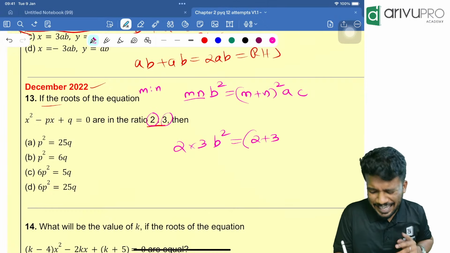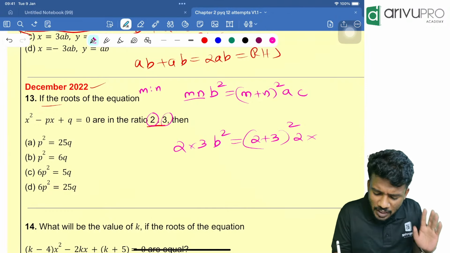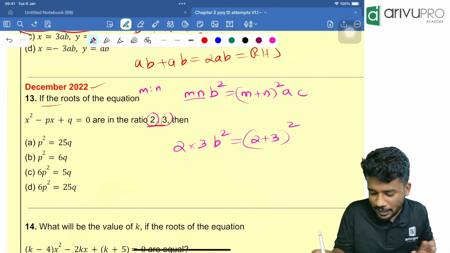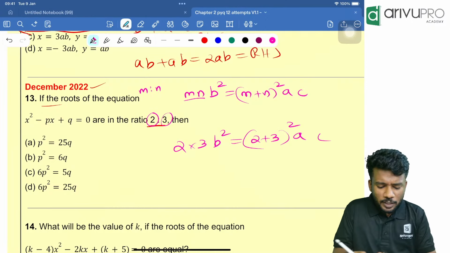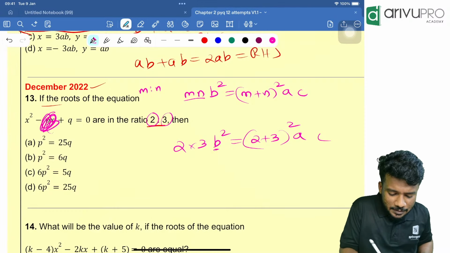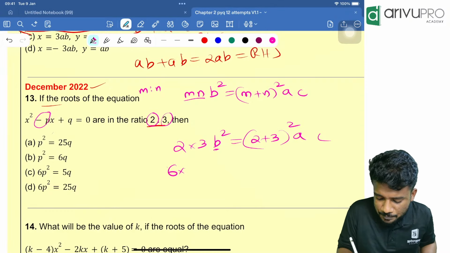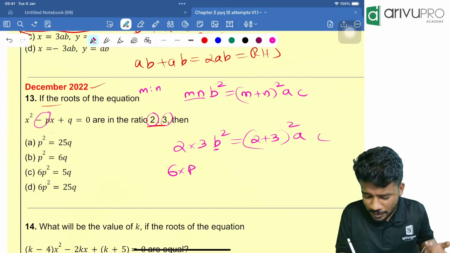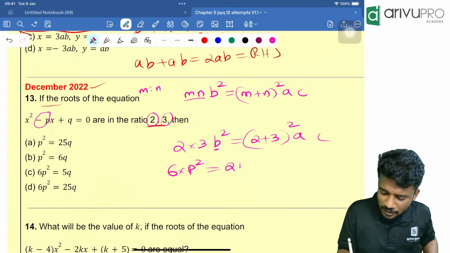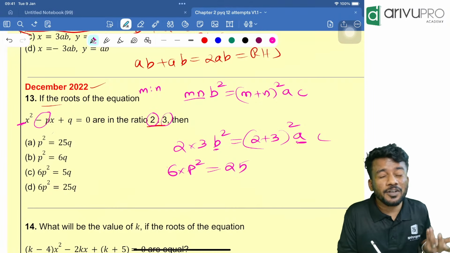I'll write 2 plus 3, into a. A is nothing but 2. Let it be there itself. I'll tell you how to find A, B and C. Now people, what is the B value over here? B is the coefficient of X, that is nothing but minus P. Correct? So 6 into minus P the whole square is P square, which is equal to 2 plus 3, which is 5. 5 square is 25. A is how much? Coefficient of X square. So B is the coefficient of X.